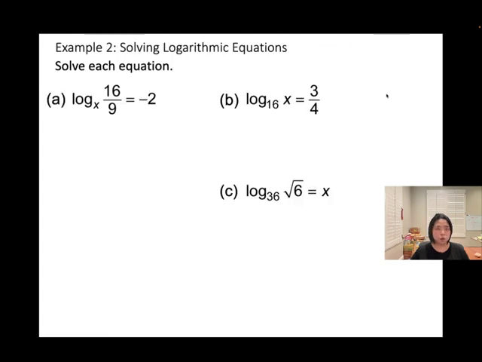Okay, now solve each equation. Same idea, we'll be using these two formulas. When we have the log here, you want to rewrite it to the exponential equation. So your a will become your x here. So that will be x to the power of -2 equal to 16/9.